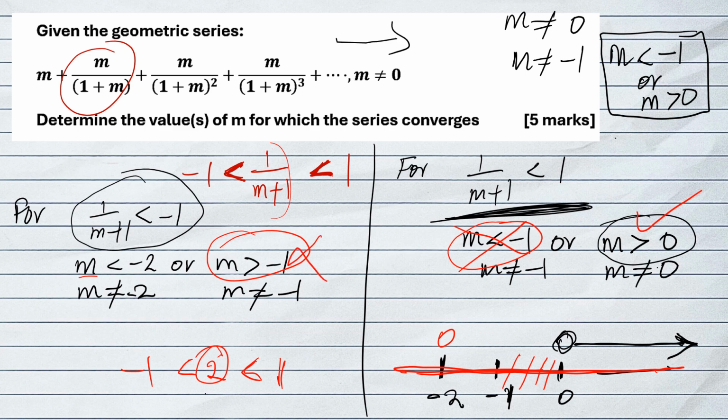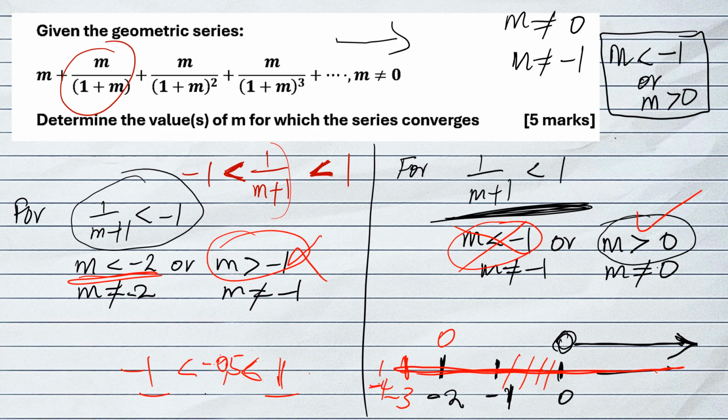Now we are left with m less than minus 2. So we can check with minus 2.5 or even minus 3, right? Where there is m, let's substitute minus 3 and see what happens. When I substitute minus 3, I'm getting negative 0.5. And indeed it's true, negative 0.5 is between -1 and 1. Let's substitute -4 and see what we get.